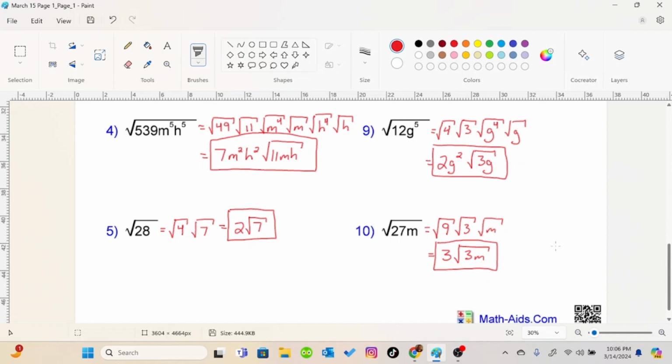If you have any questions about how to simplify radicals, please use class time to ask for further clarification.